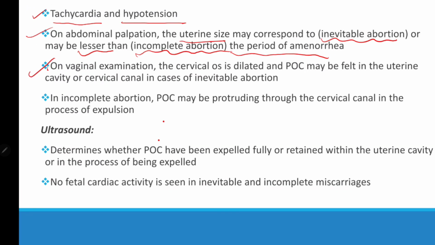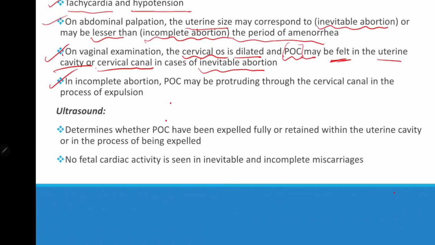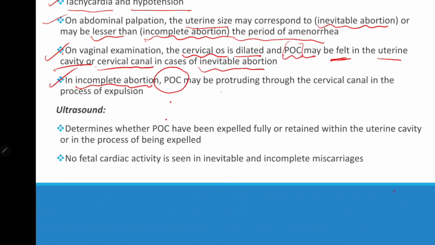Next, on vaginal examination, the cervical os is going to be dilated, and the products of conception may be felt in the uterine cavity or the cervical canal in cases of inevitable abortion. Now in case of incomplete abortion, the products of conception may be protruding through the cervical canal in the process of expulsion. Here the process of expulsion is occurring, because of which the products of conception are protruding through the cervical canal.